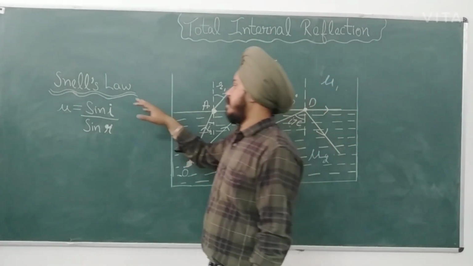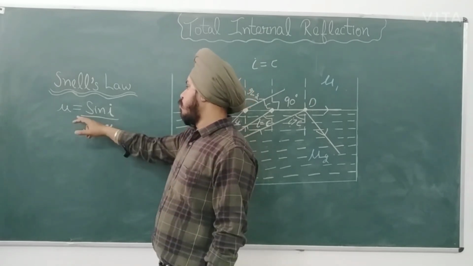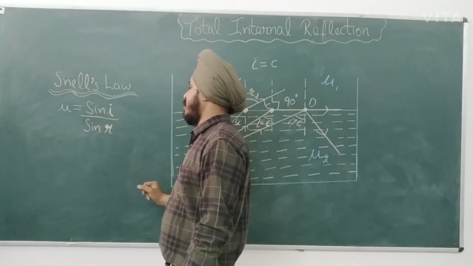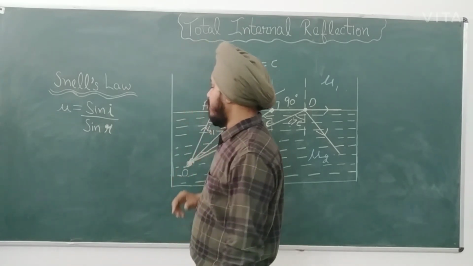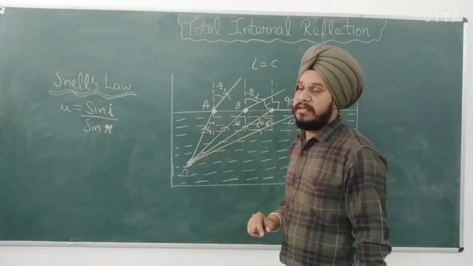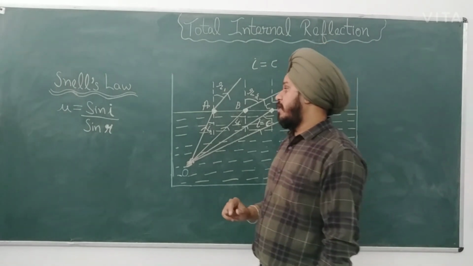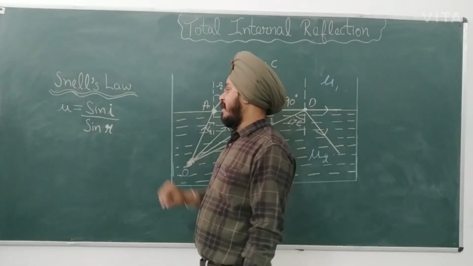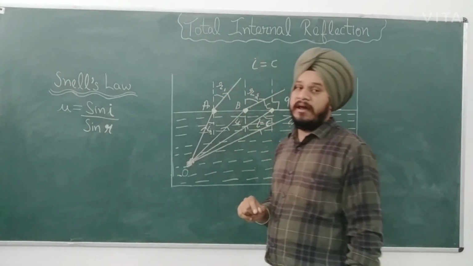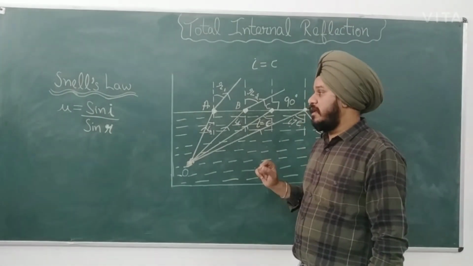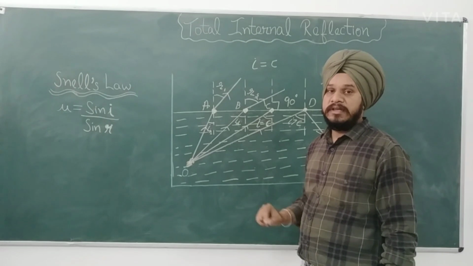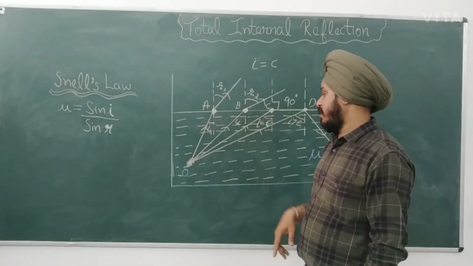Then according to Snell's law, mu is equal to sin I by sin R, and mu here is the refractive index, and the refractive index of the medium is always constant. It means the angle I is directly proportional to the angle R. If the incident angle I increases, then the corresponding refracted angle also increases.